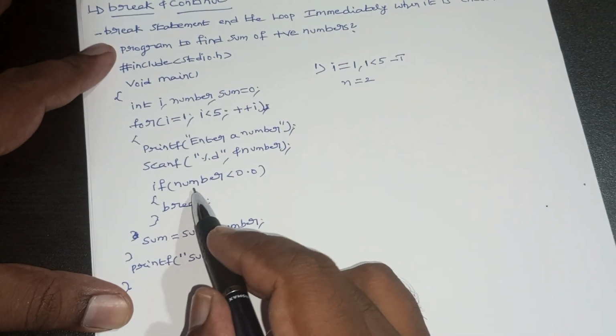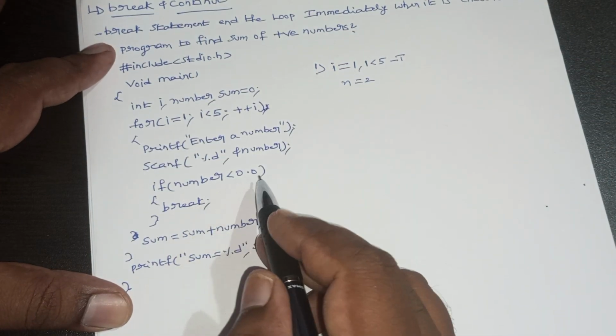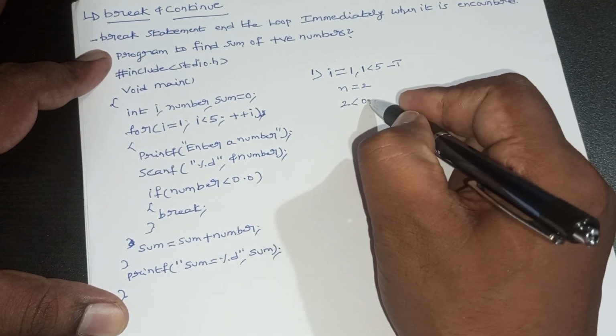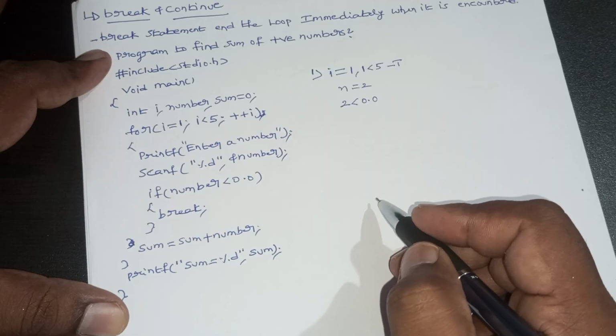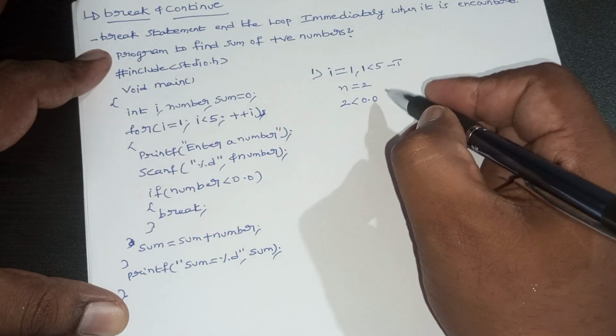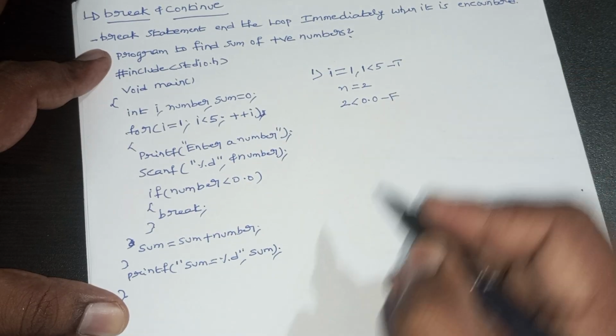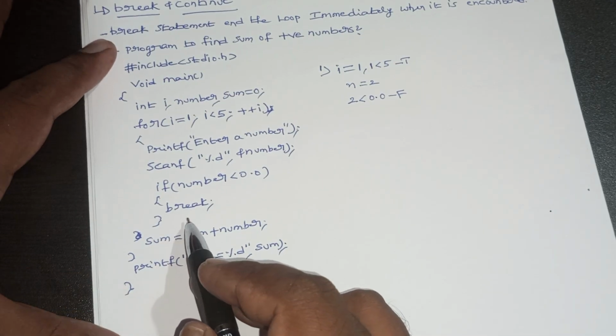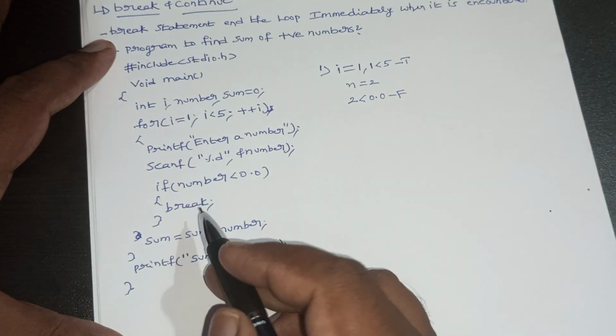Then we check the condition: 2 less than 0.0. Condition true or false? You write here 2 less than 0.0. No, the condition is false. Because the condition is false, don't enter into the if block. See, by observation here I am having two concepts.